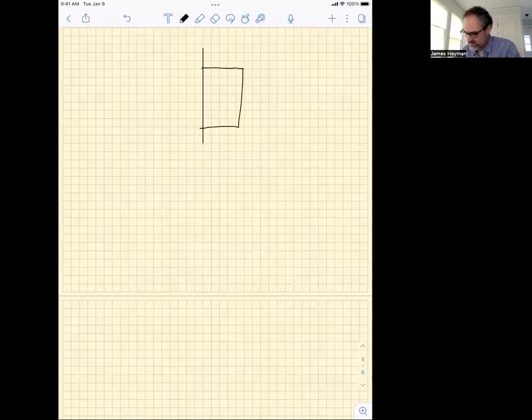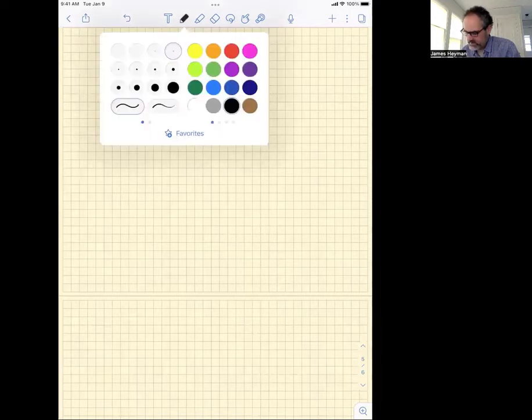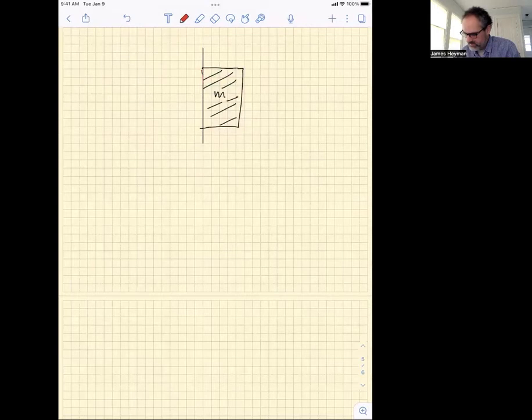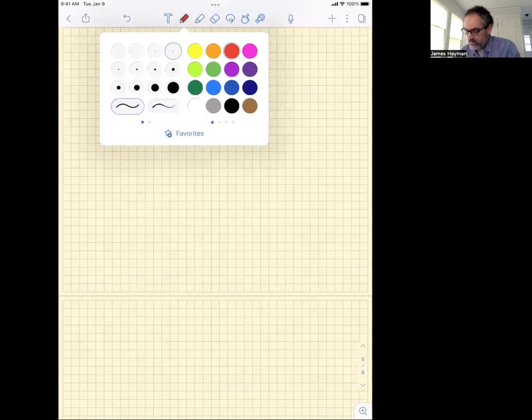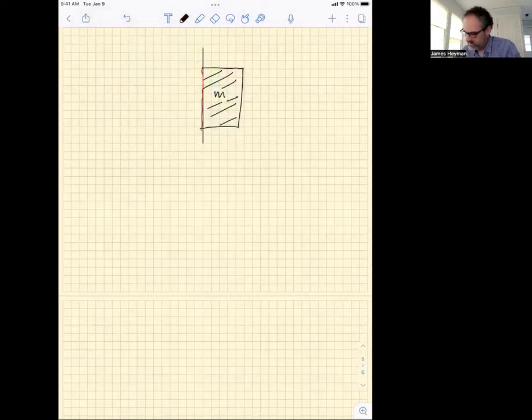Our block attached to the wall with some mass, just shade it in so we can see it here. It's going to be attached to the wall with some glue. And we want to know if the glue will hold. Let's suppose the block has dimensions 10 centimeters by 10 centimeters by 5 centimeters. So this distance is 5 centimeters and this is 10.